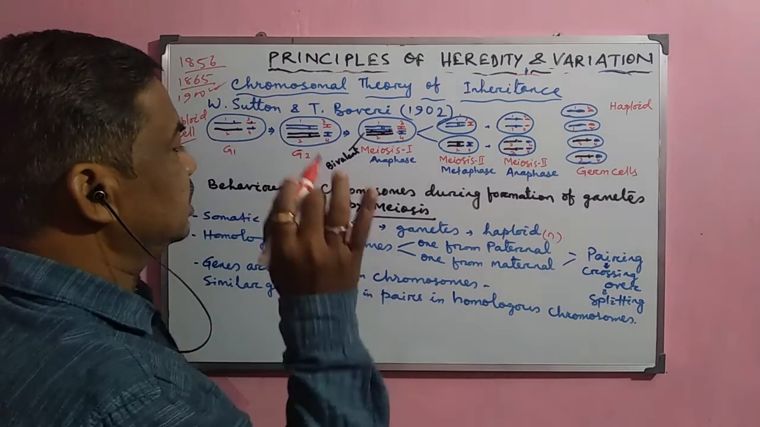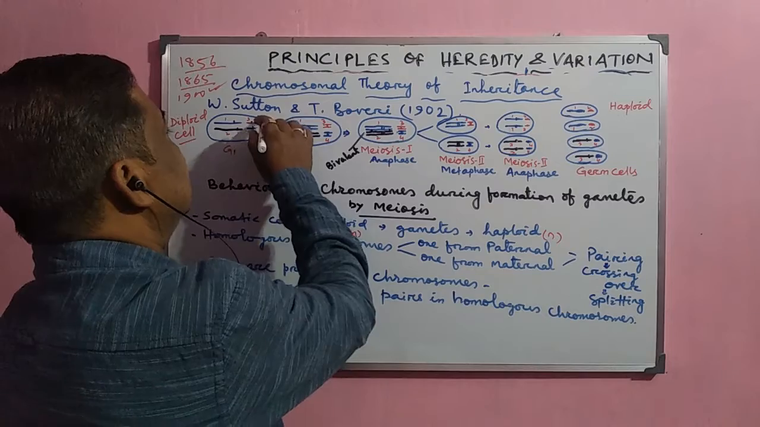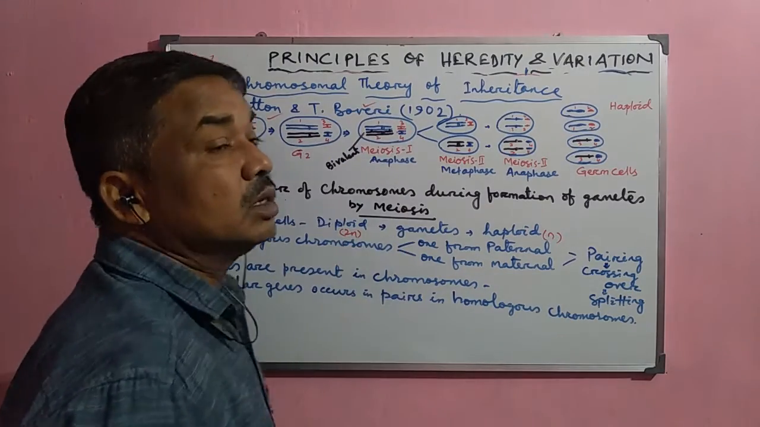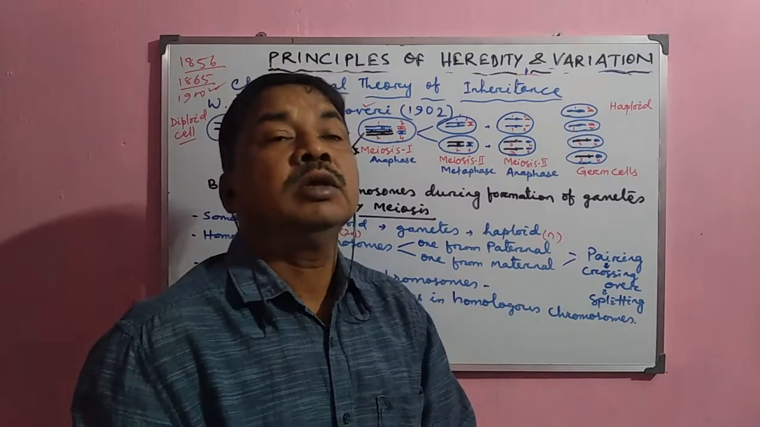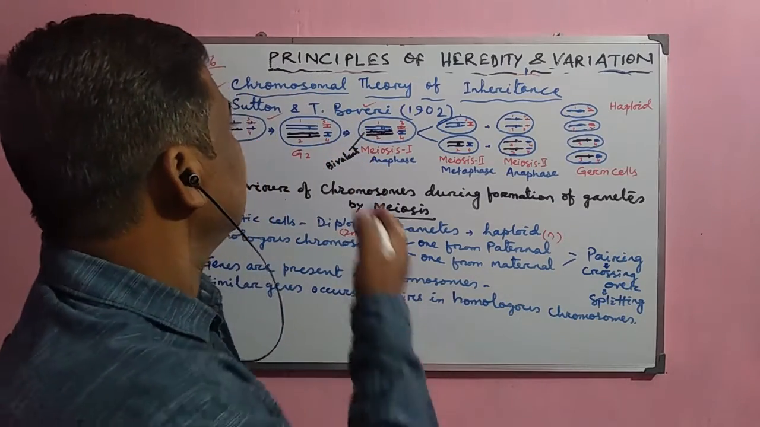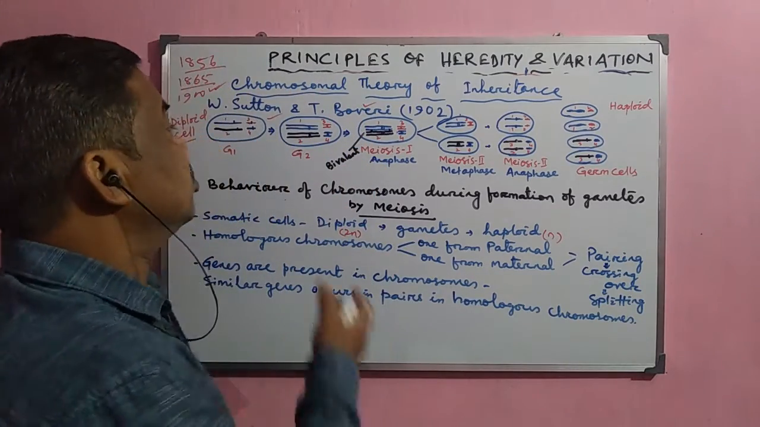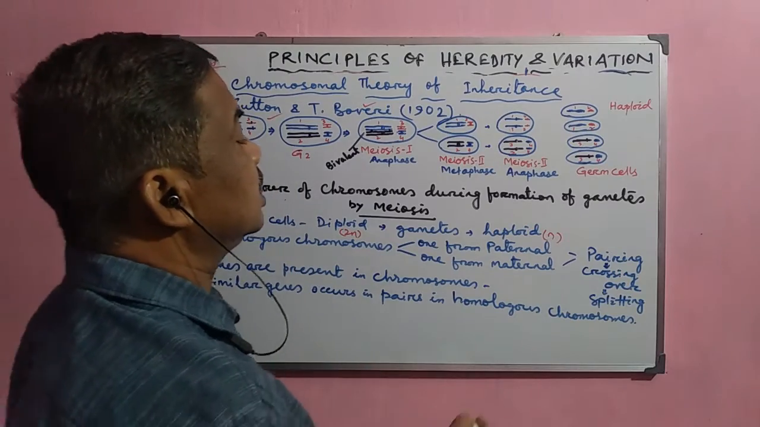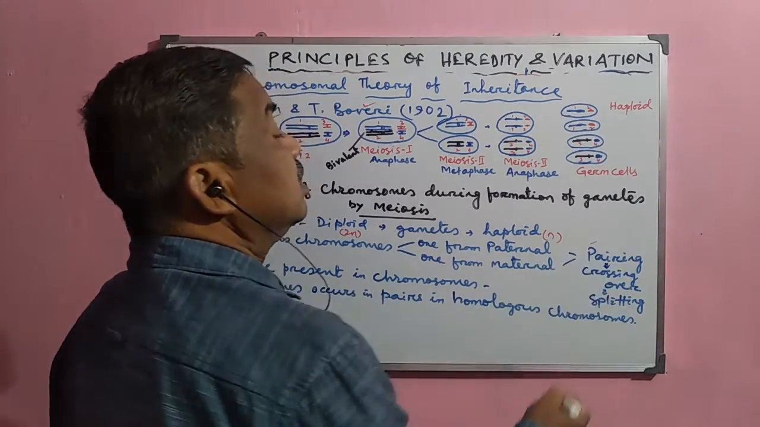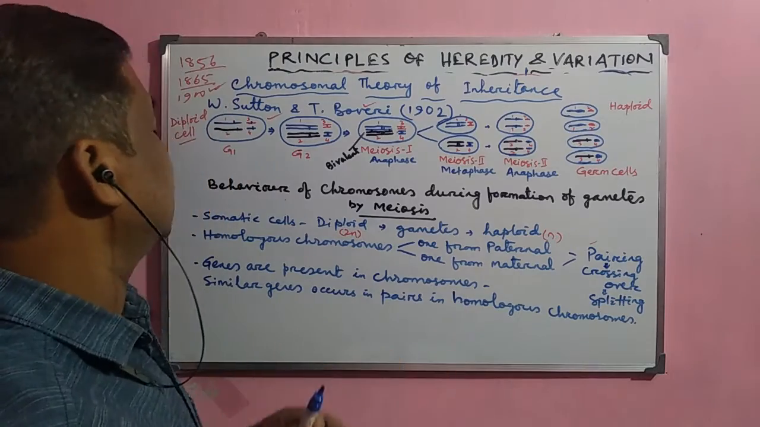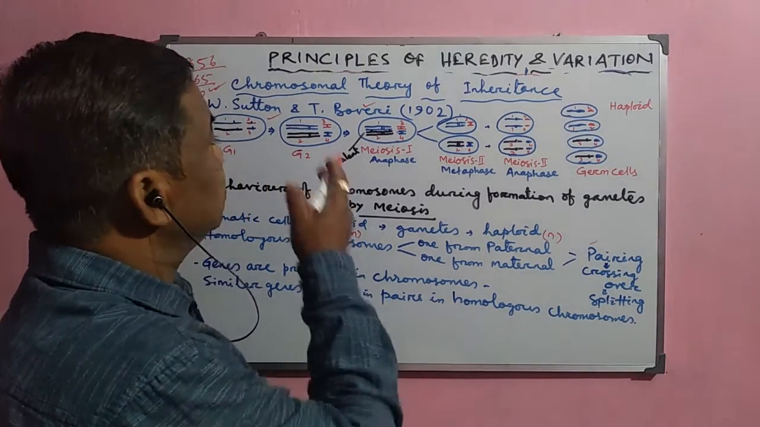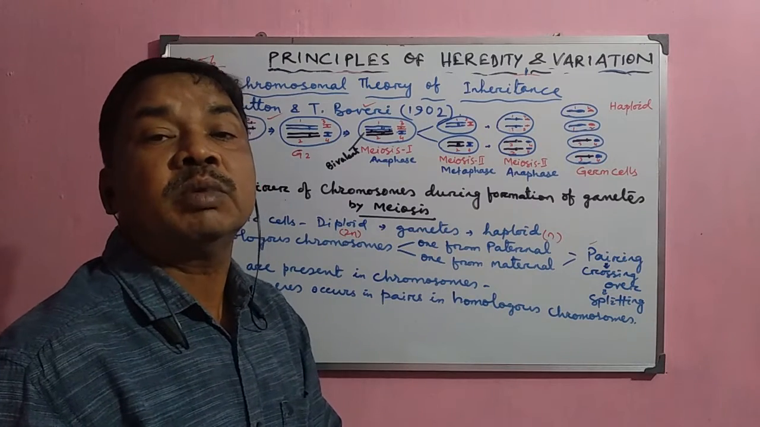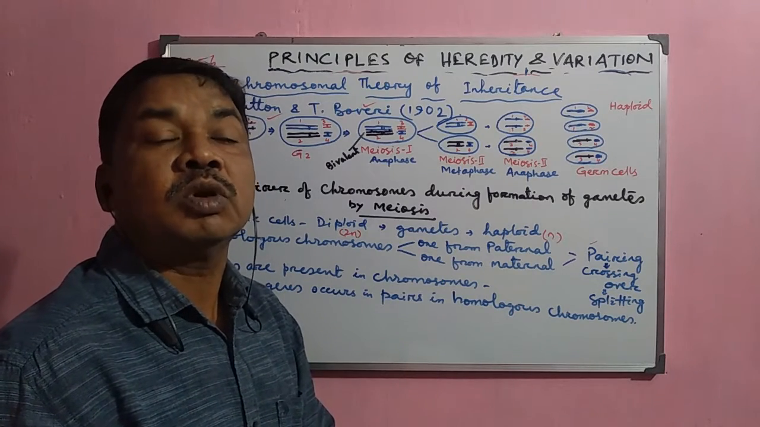But side by side, some other scientists were working on the cell and had already discovered the chromosome, and Sutton and Boveri also explained the behavior of the chromosome during gamete formation. They observed that the behavior of the chromosomes and the behavior of the factors as explained by Mendel are more or less similar.